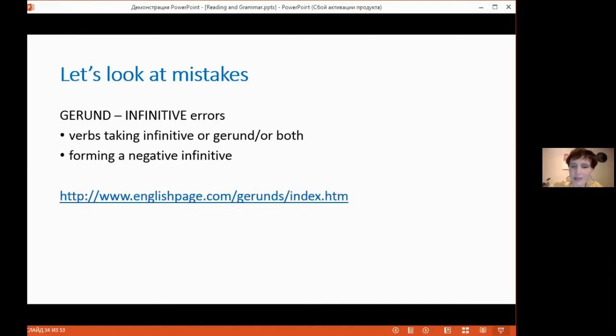Gerunds and infinitives, which were mentioned by you in the chart. Thank you very much. So we know very well that you need to memorize all these verbs. Some of them take an infinitive, some of them take a gerund, some of them take both, with or without the change of meaning. People very often make mistakes when forming a negative infinitive, and again a link for practicing that. I don't stop on this for a long time because this is something you know. I just wanted to draw your attention.